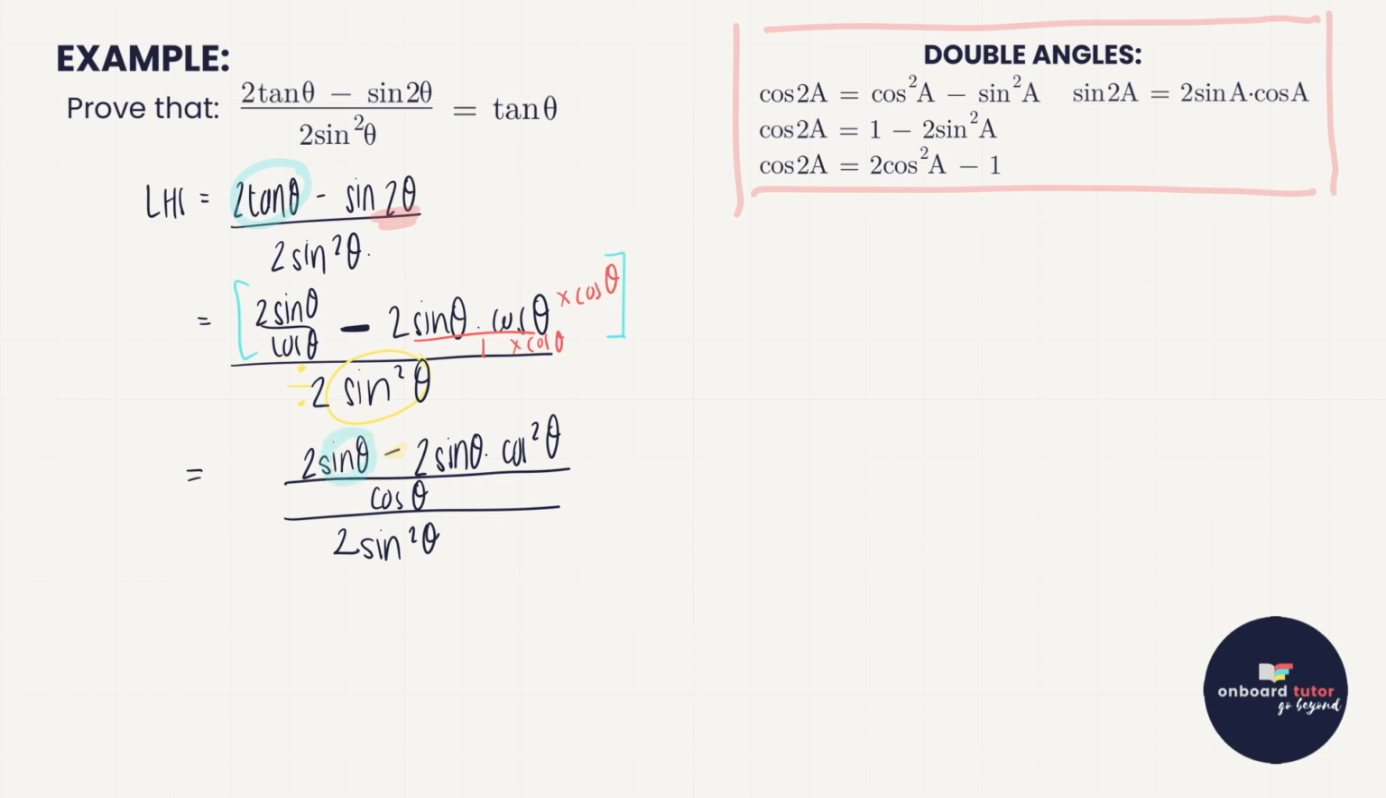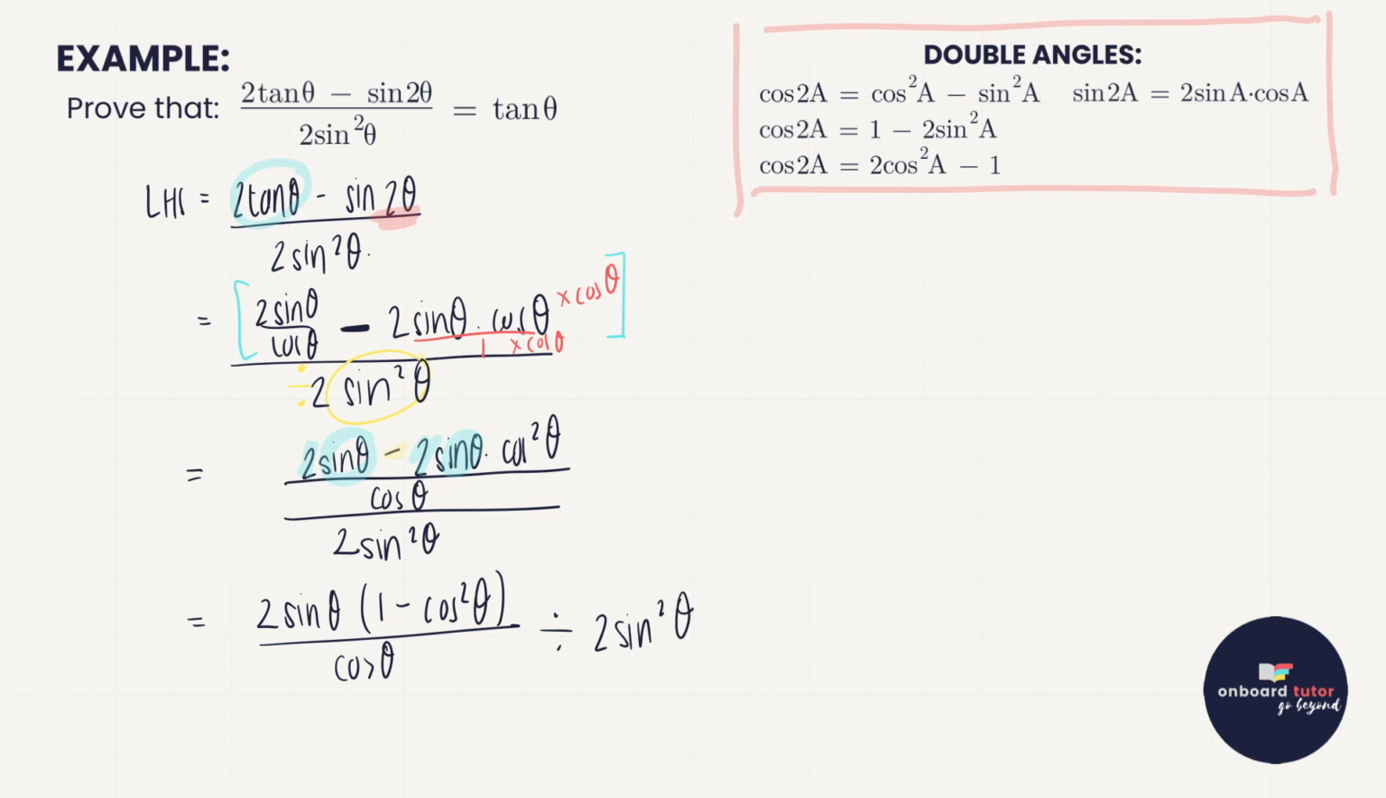So there's a sine here and a sine here, so I think we can take that out as a common factor. So let's do that. Oh, actually we can take out a 2. I see there's a common 2 there also. So we're going to take out a 2 sine theta, and we're going to be left with 1 minus cos squared theta over cos theta. And then all of that is being divided by 2 sine squared theta.